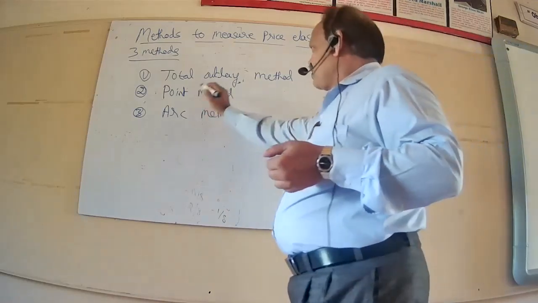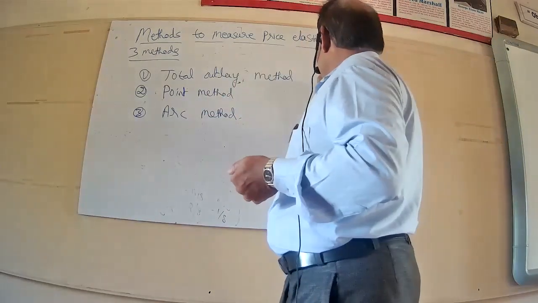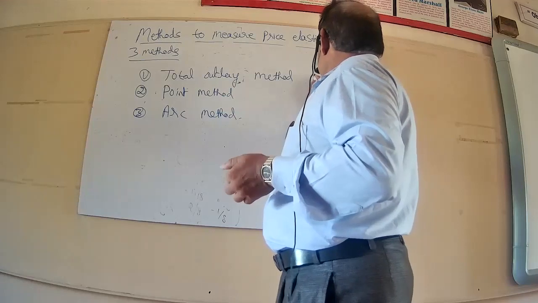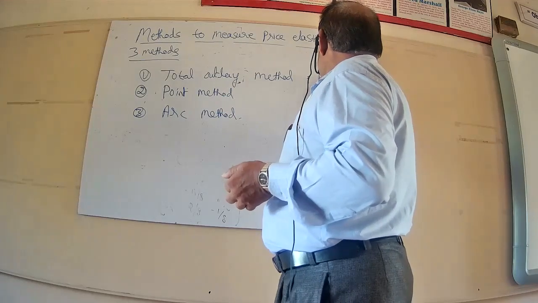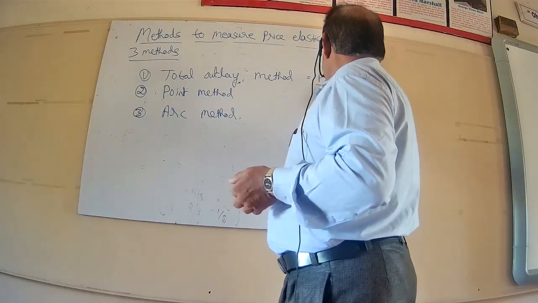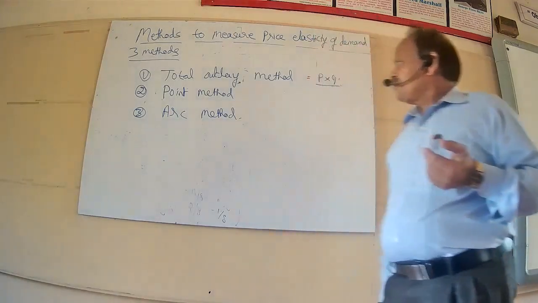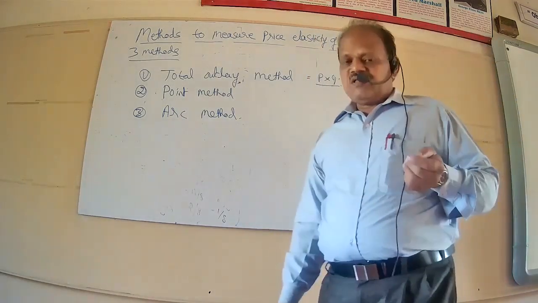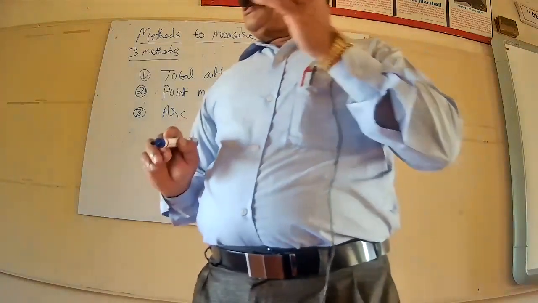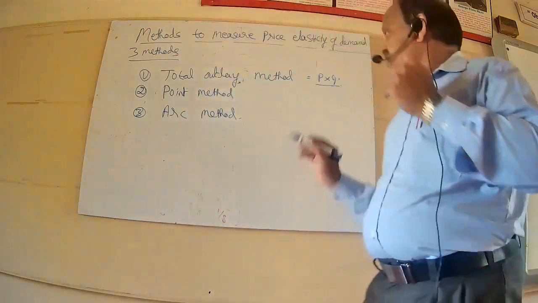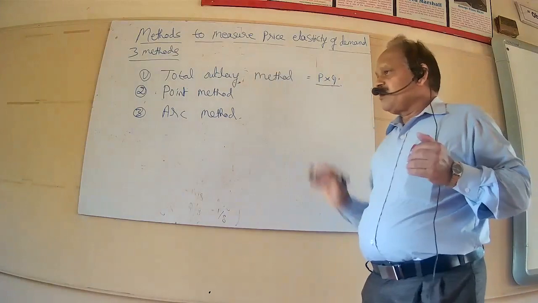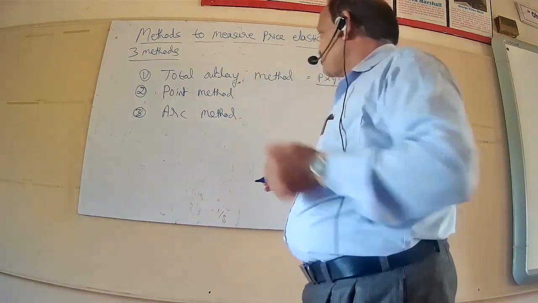Here, you know very well, total outlay or total expenditure is equal to price into quantity, P into Q, in short, price into quantity purchased. This gives you the total outlay made on that particular commodity.